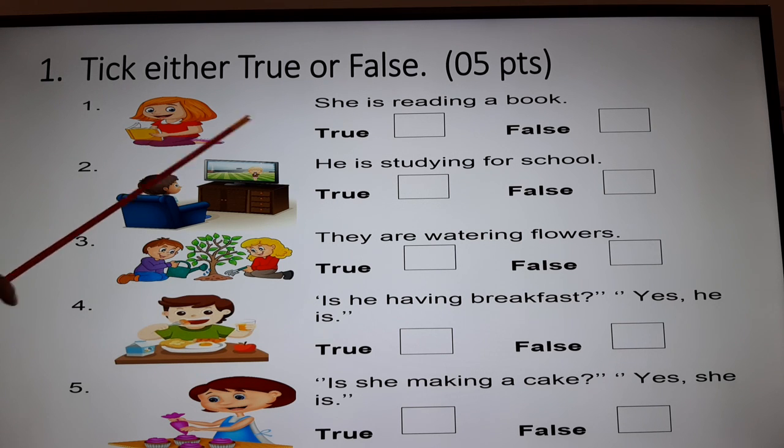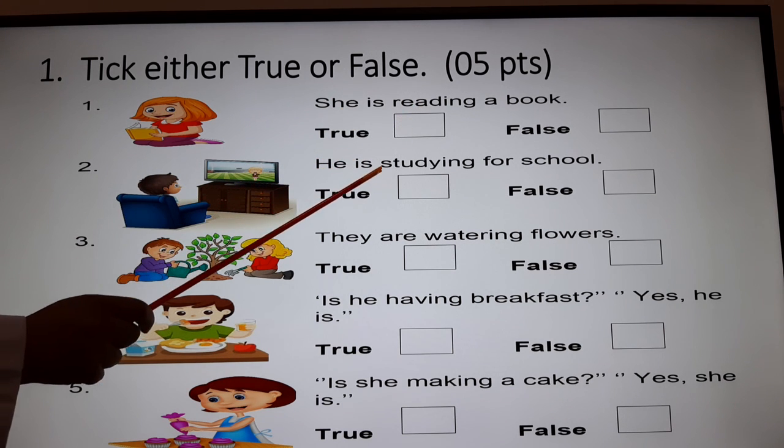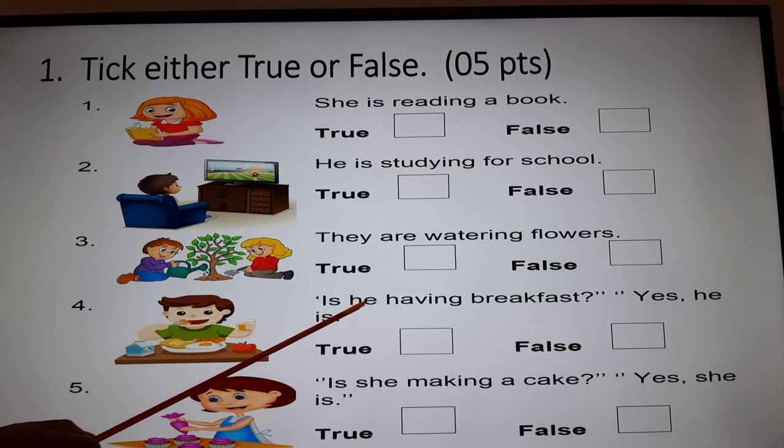Now if we look at picture 1, she is reading a book. Picture 2, he is studying for school. Picture 3, they are watering flowers. Picture 4, is he having breakfast? Yes, he is. And 5, is she making a cake? Yes, she is. So you notice for all the sentences, we have the use of the present continuous with to be and the verb ing. Is reading, is studying, are watering, is he having, is she making. Okay, so we have here to choose whether they were true or false. Now let's move to the correction.